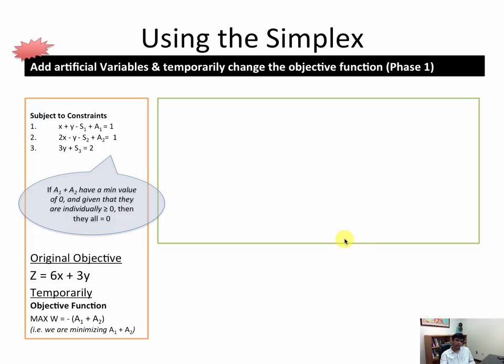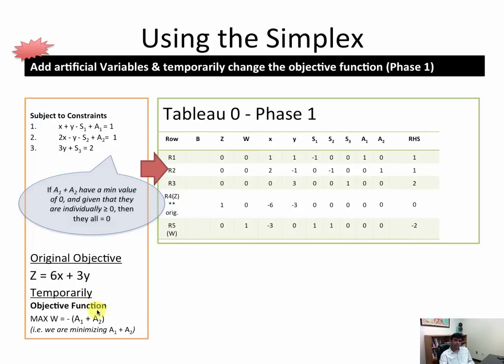So for phase 1, we try to minimize a1 + a2, that is the sum of the artificial variables. Since we have only two, we will minimize a1 + a2. And since our standard form is maximize, minimize a1 + a2 is equal to maximize the negative of a1 + a2. So our objective function temporarily becomes maximize w, which is given by −(a1 + a2). Now we will transform that into our tableau, and here is the tableau.